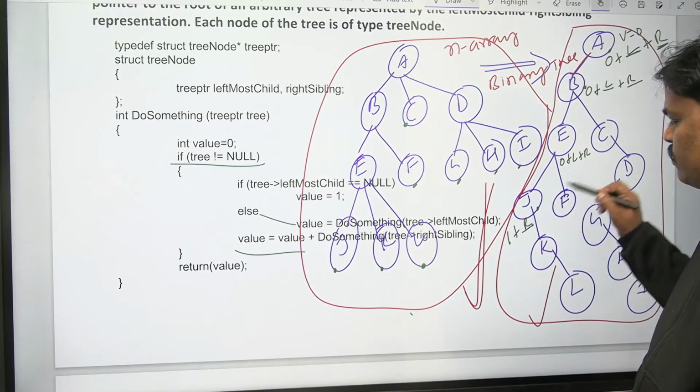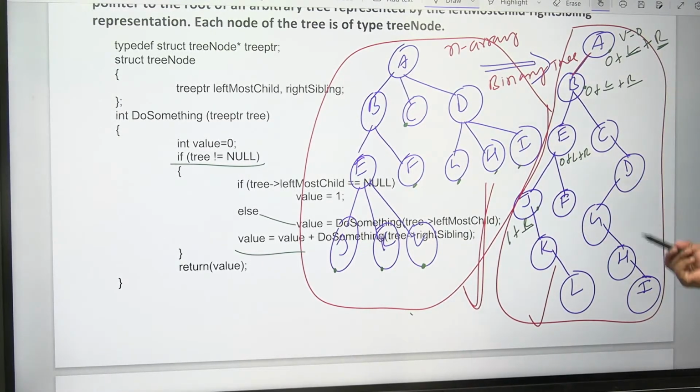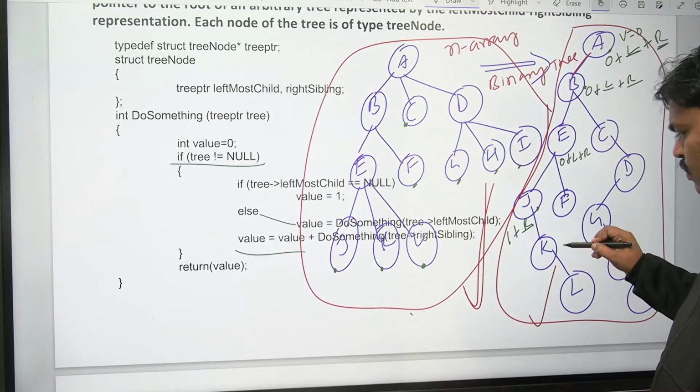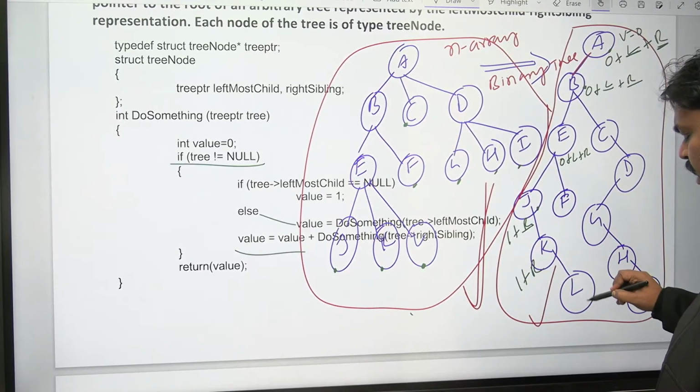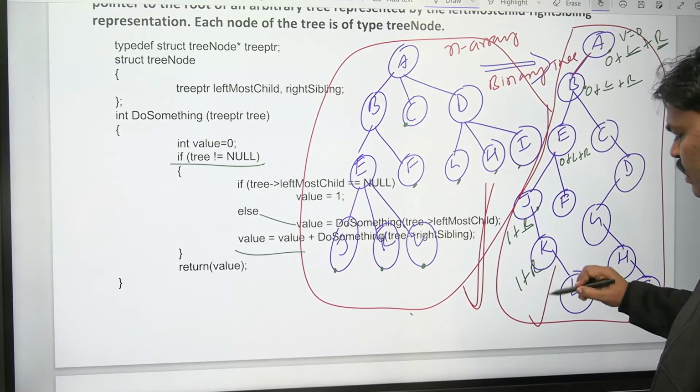Go for right. Nothing. So you have to cover everything. If left is there, go left first. If left is not there, 1 plus go right. If left is there, 0 plus left and right. If left is not there, 1 plus right. Now I am here. Because left is not there, 1 plus right. Here once again, left is not there, 1 plus right.